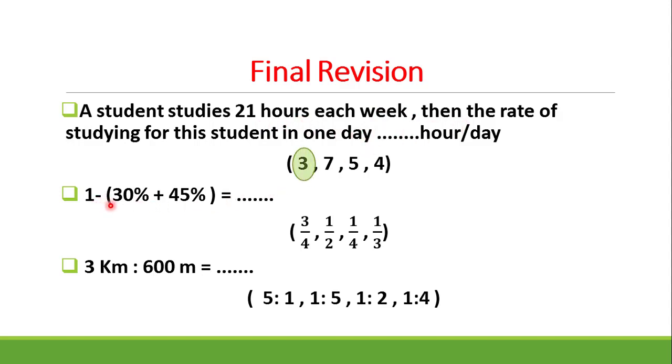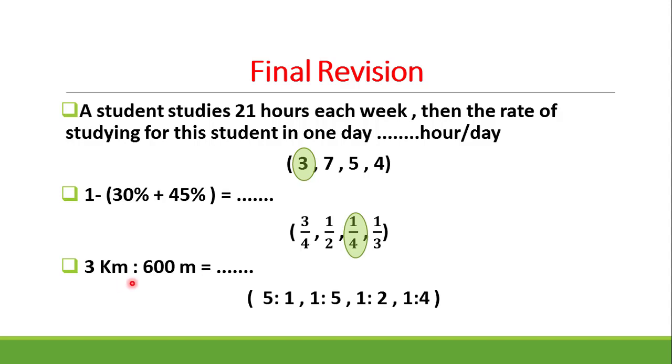1 minus 30% plus 45%. As we said, 1 means 100%. 30% plus 45% means 75%. 100 minus 75 is 25%. 25% means 25 over 100. By dividing up and down by 25, the result will be 1 over 4. So 1 over 4 is the same as 25%.